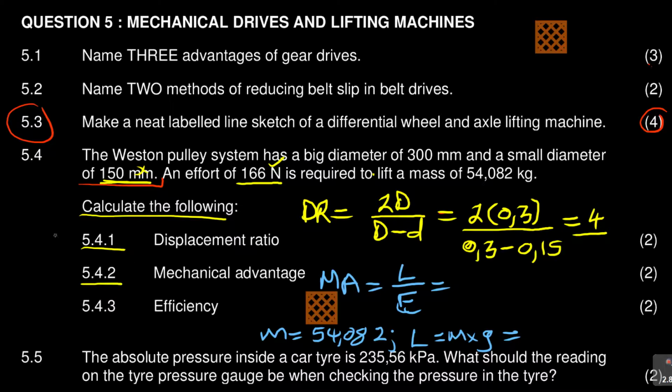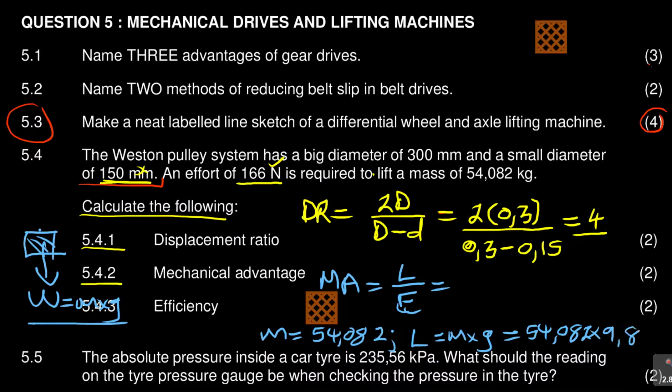Remember, if something is hanging down, the first working down is weight, which is M times G. Remember that weight. That's why we multiply: the load is 54,082 times 9,8. That is our L. So here I can write now and say mechanical advantage is 54,082 times 9,8, which is my load, over the effort, which is 166.